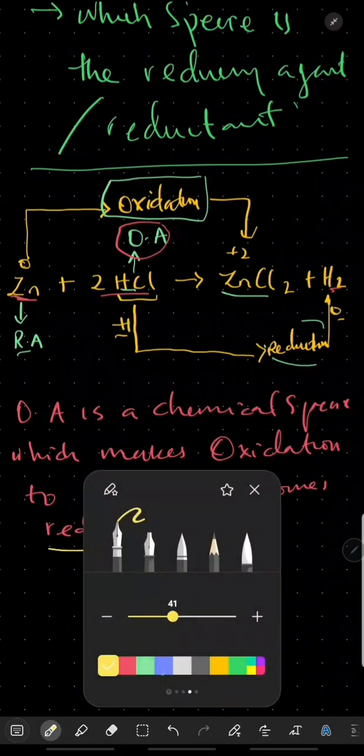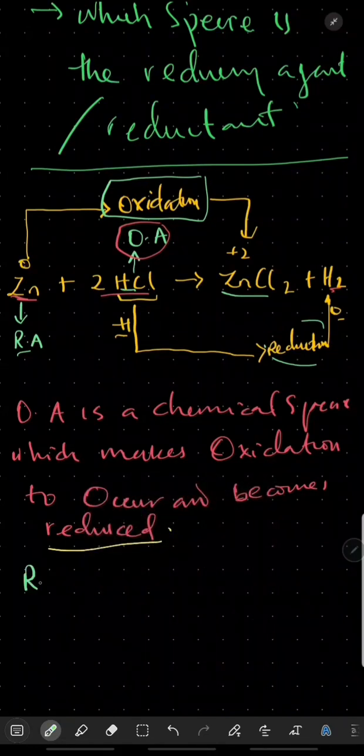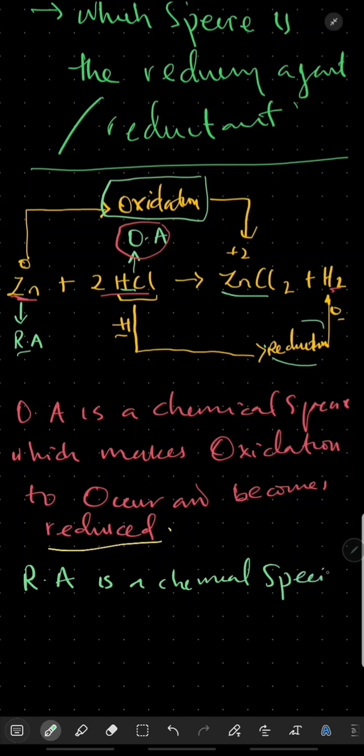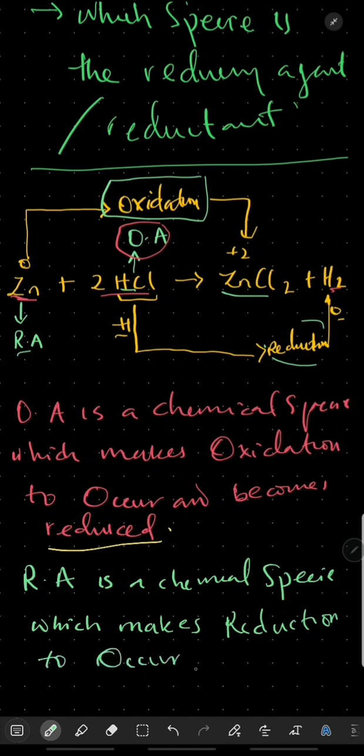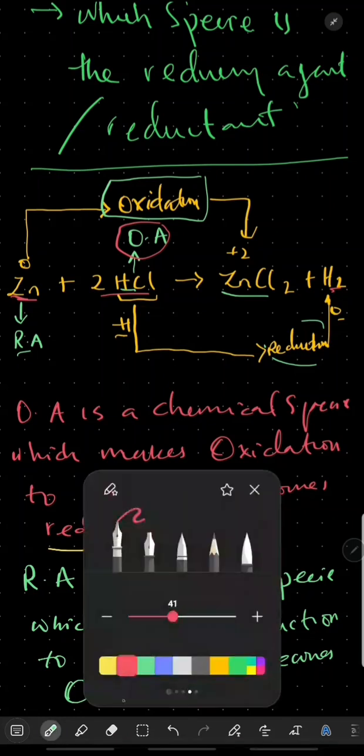So the next one is the reducing agent. A reducing agent is a chemical species which makes reduction to occur and becomes oxidized. So take note of this place as well.